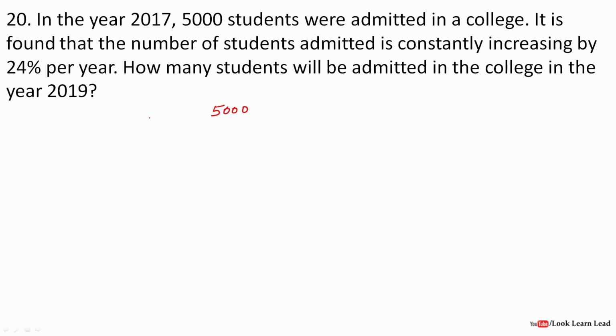Here you should use this formula. Initially the students are 5,000. This formula is generally used in compound interest. Compound interest also increases the amount constantly, no? So the same type of formula would be used. From 2017 to 2019, the number of years is 2 years, and the percentage of increase is 24. Initially the amount was 5,000. So initial amount into 1 plus rate upon 100, to the power of time. You can calculate it like this.